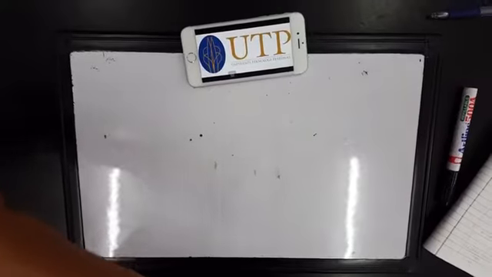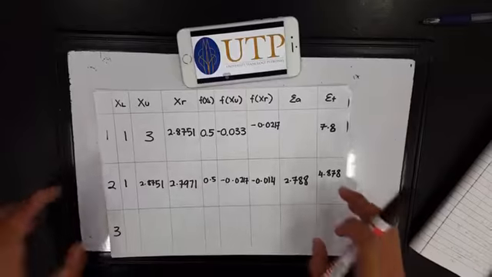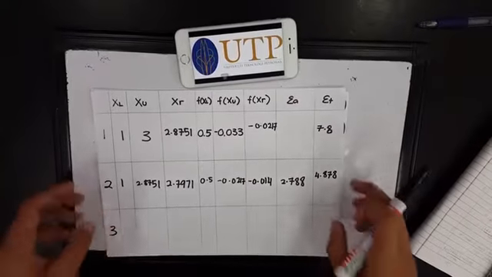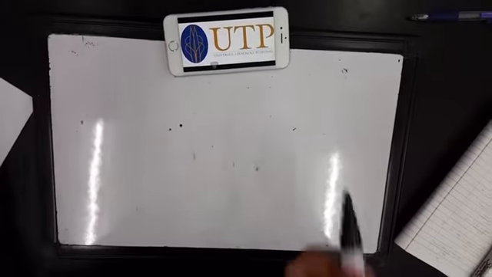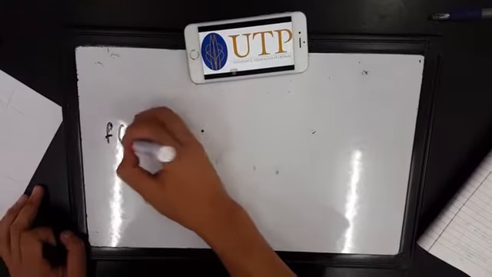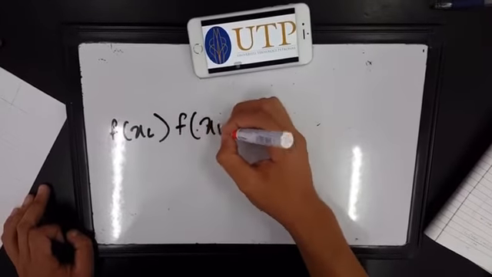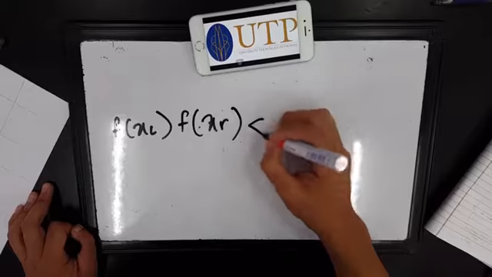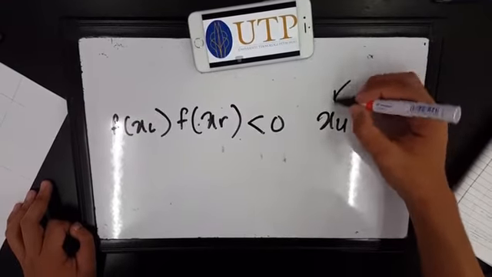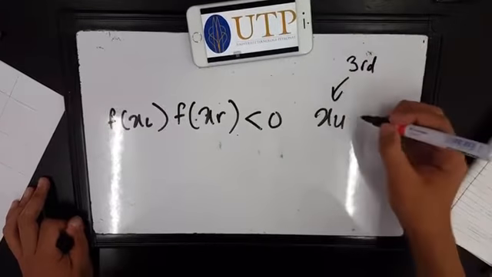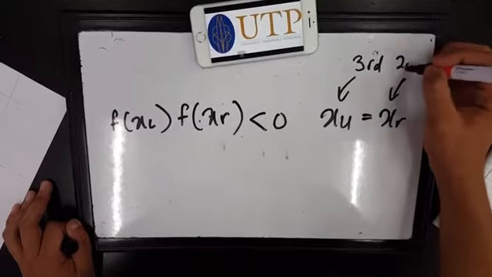Let's do it. Okay. Now you need to remember that in order for you to move into the third iteration, we still need to follow the same rule just now, which is FXL times FXR. If it's less than 0, we need to set the new XU, which is for the third iteration, equals to the XR in the second iteration.